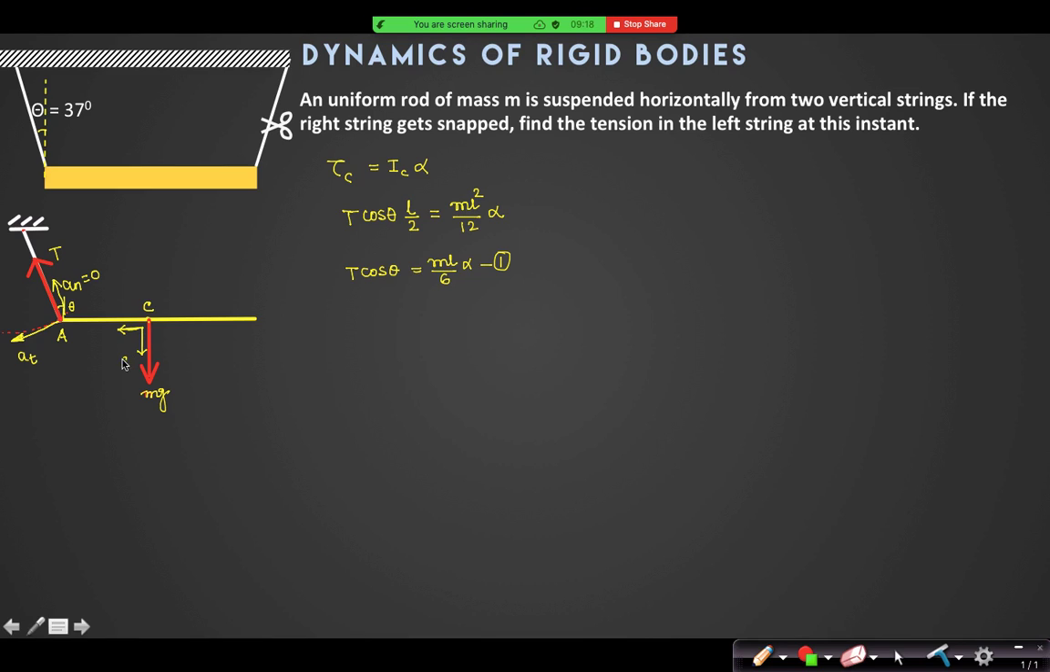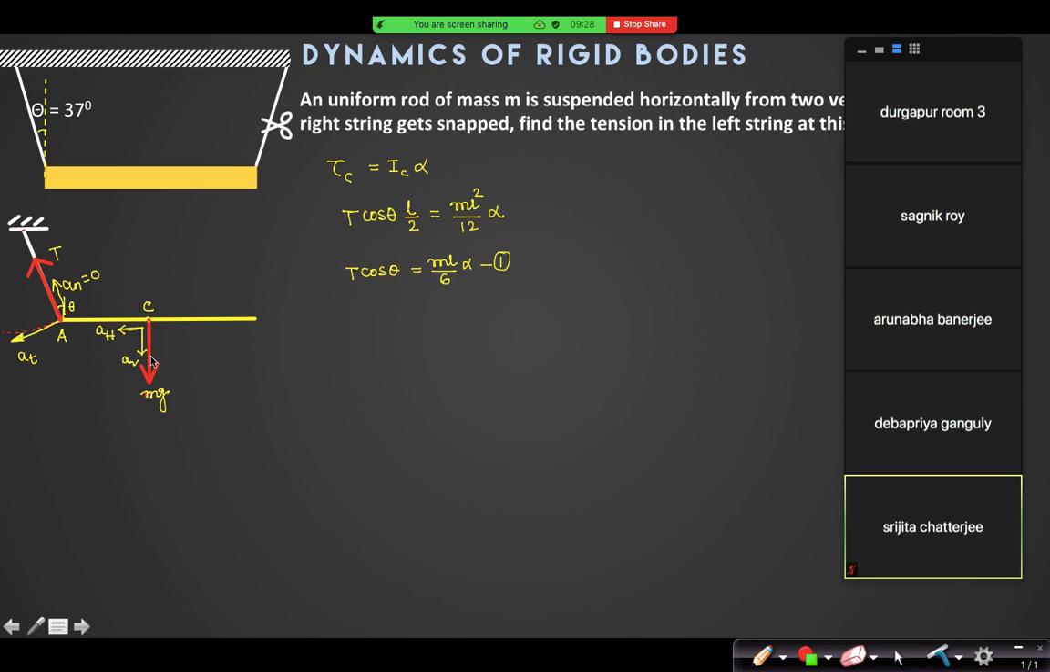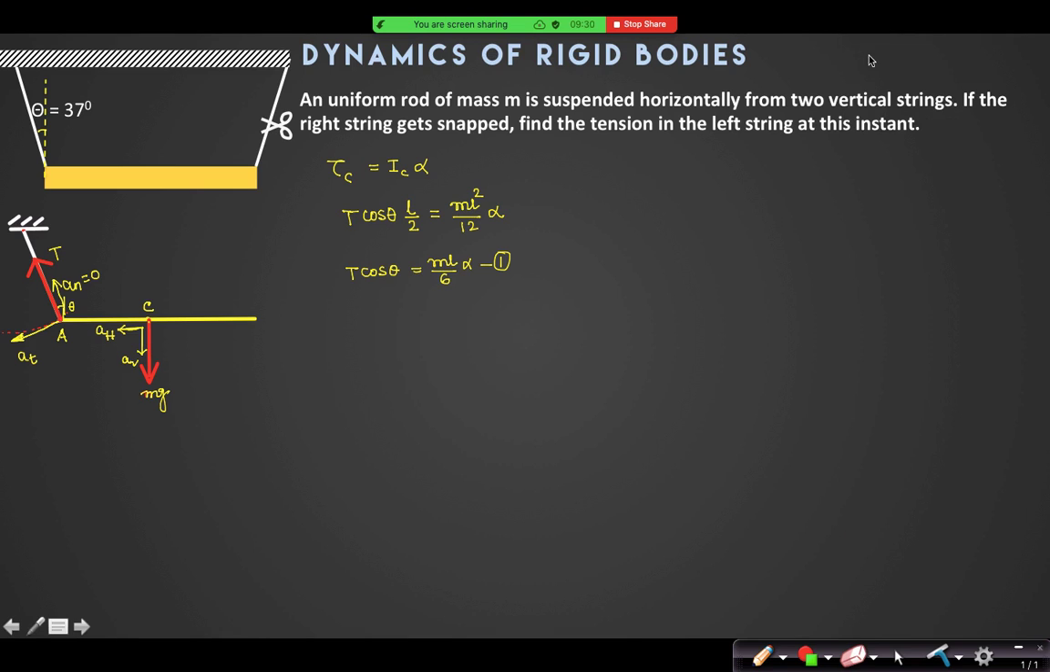Can I say the acceleration of the center of mass will be in both directions, vertical and horizontal? Yes. Because there are both the forces now present here, right? So what are the forces in the vertical direction? What equation should I write in the vertical direction? It should be mg minus T cos theta is equal to m a_v. Mg minus T cos theta is equal to m a_v, right?